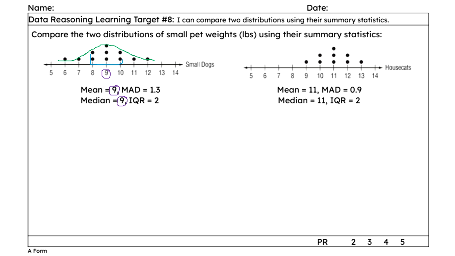So this is where your box plot would be, with your median right in the middle. So that is a distance here of 2. That's how we get an IQR of 2.